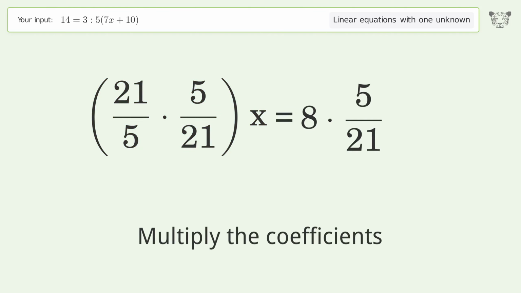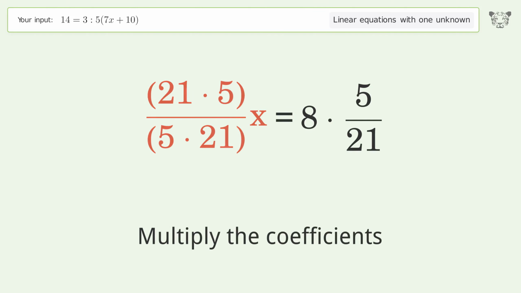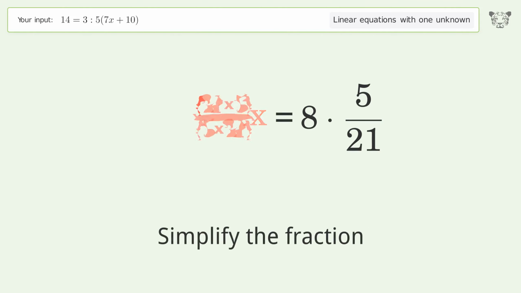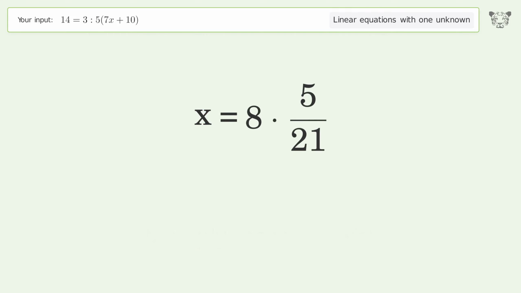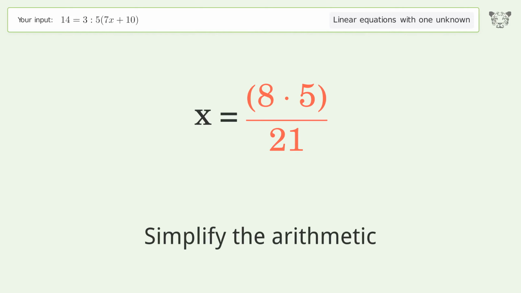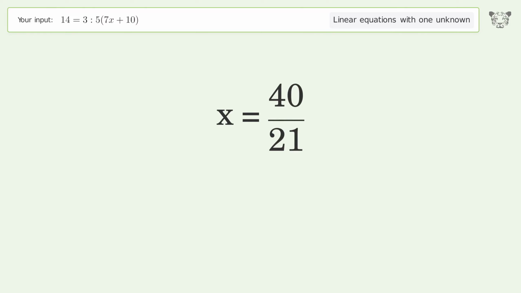Group like terms. Multiply the coefficients. Simplify the fraction. Multiply the fractions. Simplify the arithmetic. And so the final result is x equals 40/21.